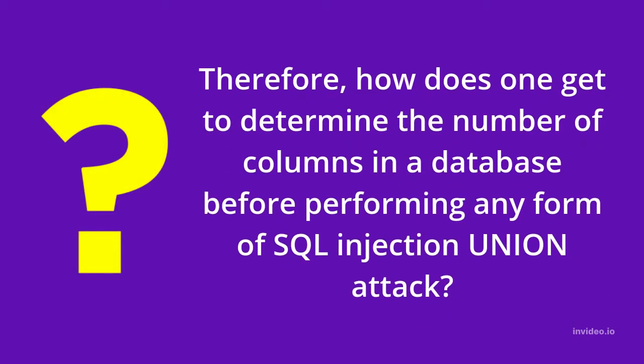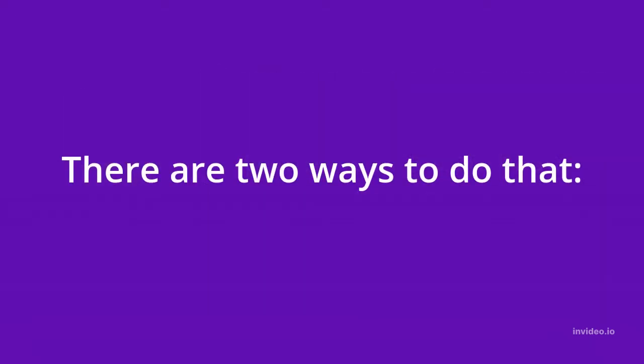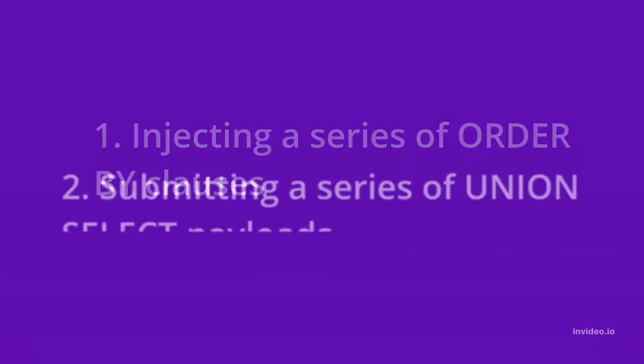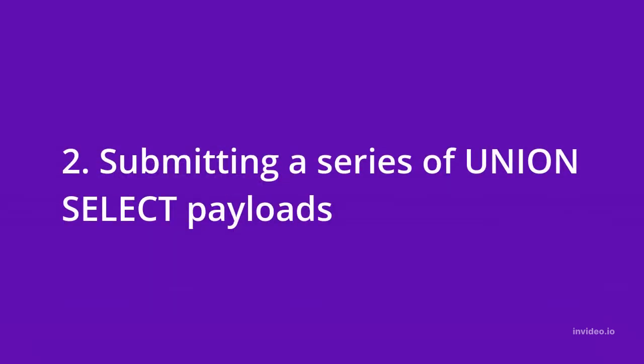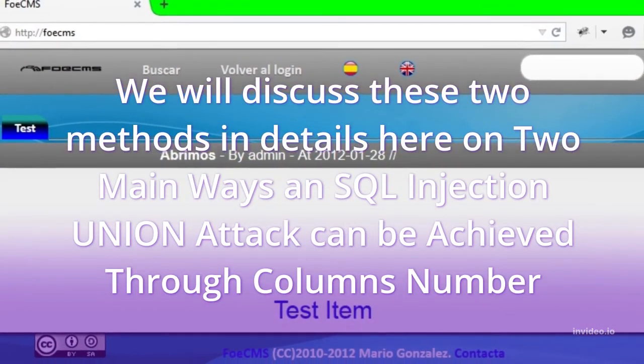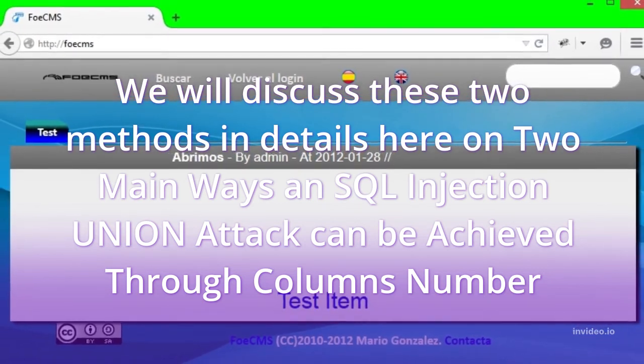type. Therefore, how does one determine the number of columns in a database before performing any form of SQL injection union attack? There are two ways to do that. 1. Injecting a series of order by clauses. 2. Submitting a series of union select payloads. We will discuss these two methods in detail here, the two main ways an SQL injection union attack can be achieved through column numbers.